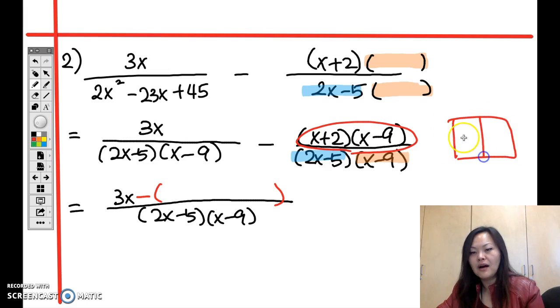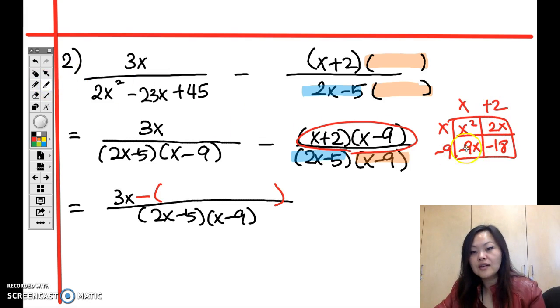And let's use the box method. I have x plus 2 because it's x plus 2 over here. And then I have x minus 9 over there. So I'm going to put x and then minus 9. And then I multiply. X times x is x squared. 2 times x is 2x. Negative 9 times x is negative 9x. Negative 9 times 2 is negative 18.